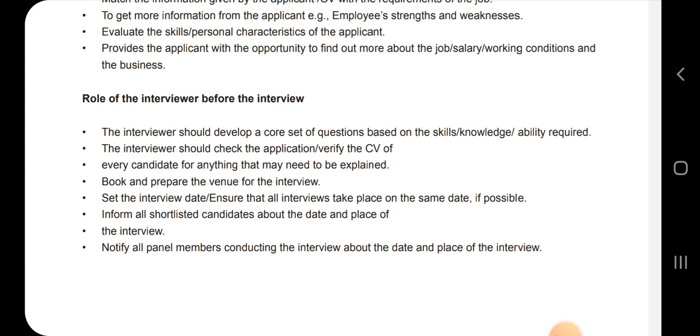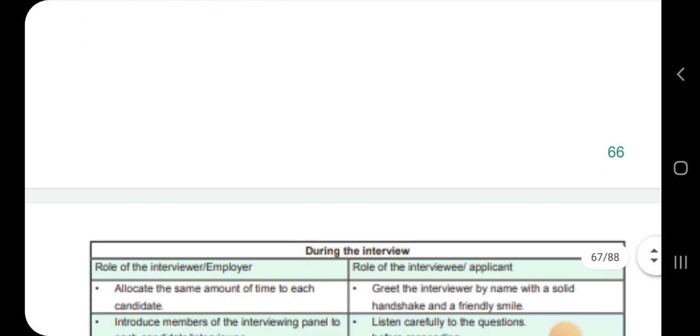If possible, inform all shortlisted candidates about the date and place of the interview, and notify all panel members conducting the interview about the date and place of the interview. So panels are people who are going to be interviewing the person who's looking for a job. They are called the panel.